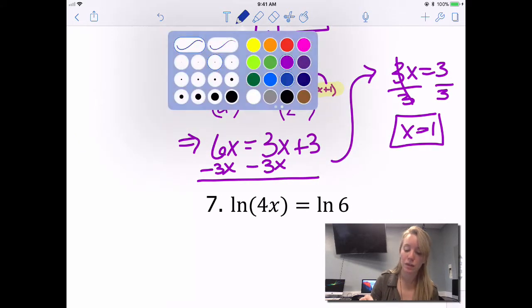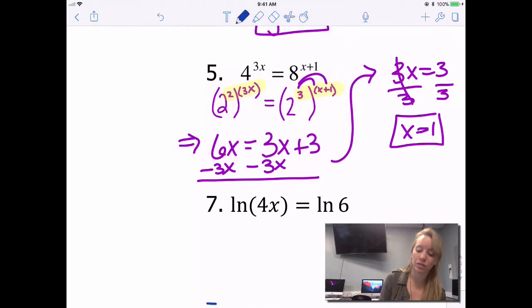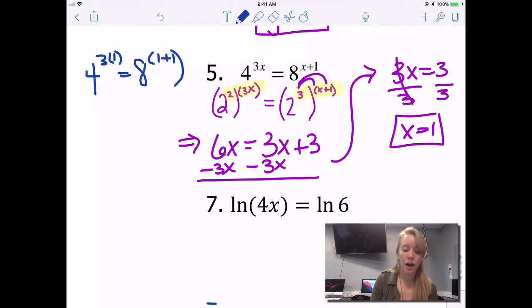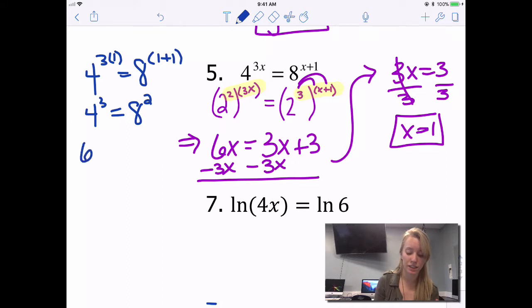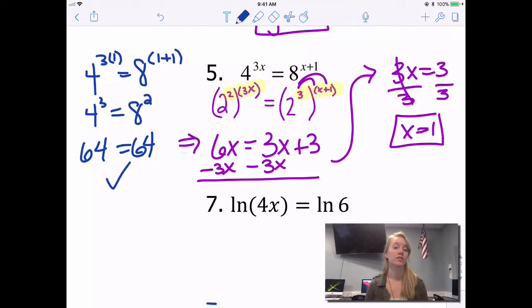If we think about plugging this in, I could get 4 to the 3 times 1 equals 8 to the 1 plus 1. And I get 4 to the third equals 8 squared. Let's see if that's true. 4 to the third is 64. 8 squared is 64. Check, those two things are equal.